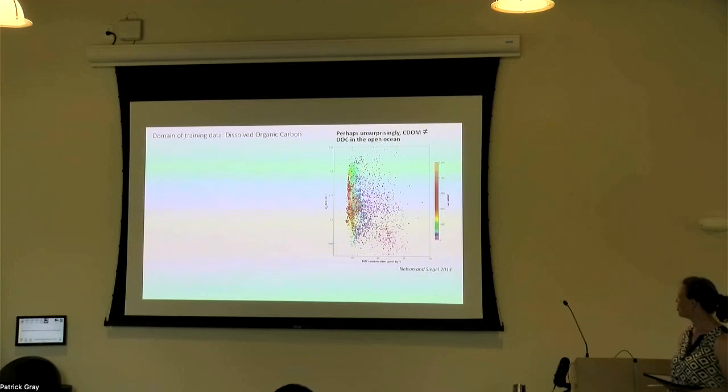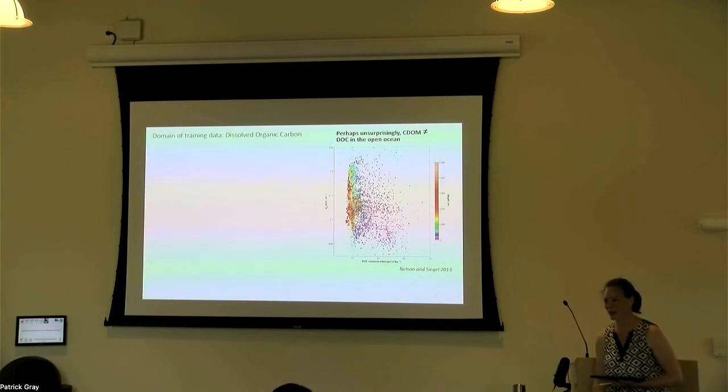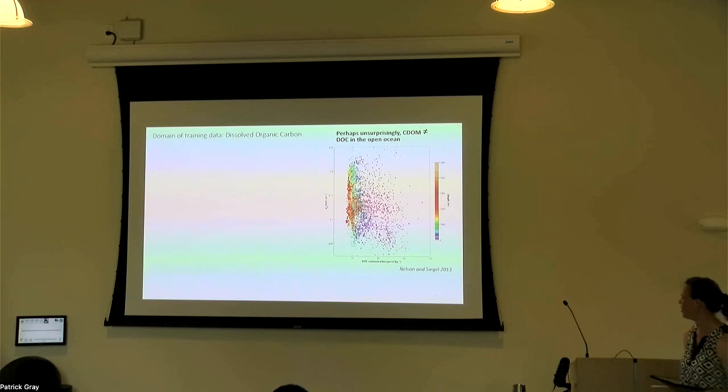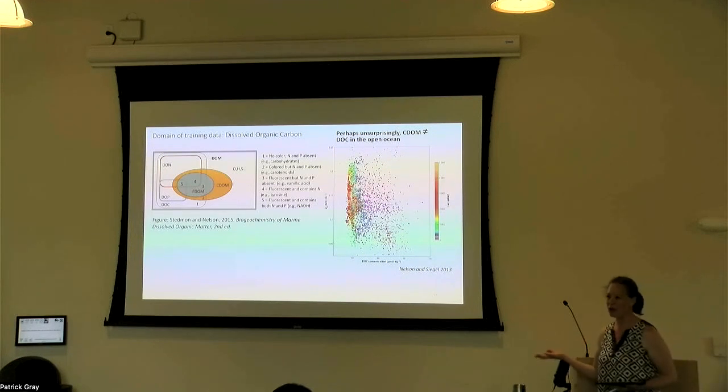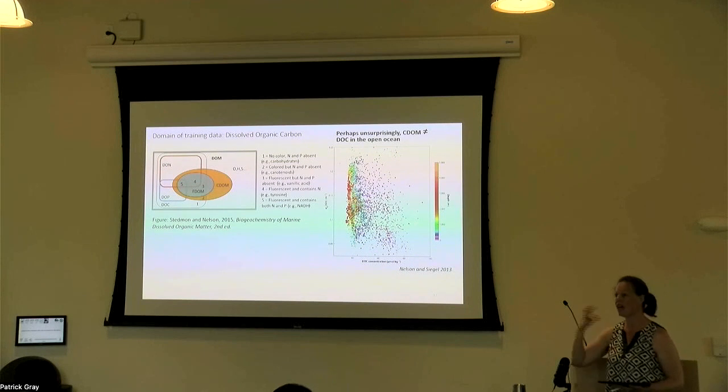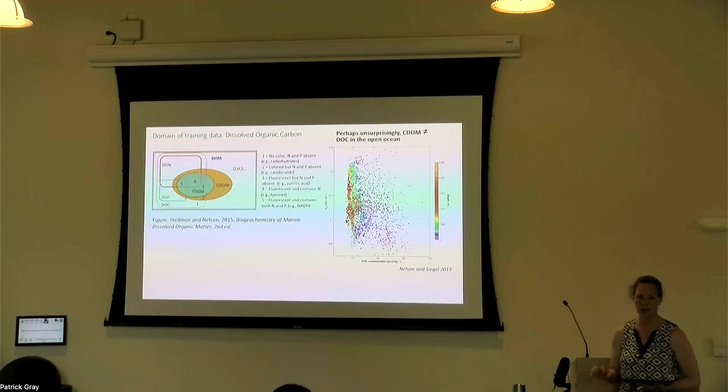The largest control over DOC concentration seems to be depth, right? It's produced at the surface and consumed with time as water moves through the ocean. So you can't really apply this very well in the ocean. Again, not surprising, since CDOM is just a small component of DOC. If you've got a lot of sources and a lot of loss processes, like in the global ocean, you don't necessarily expect it to always have a relationship.